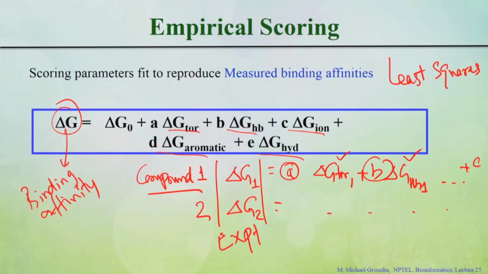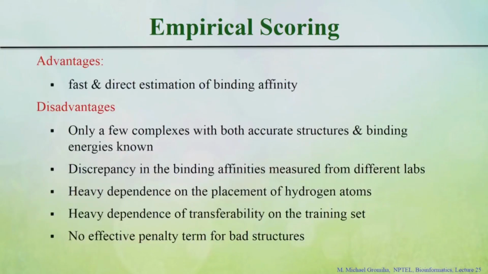For developing this empirical scoring, we need the value of delta G. If delta G is available for thousands of compounds, you can get better results, but it is available only for a few compounds. For example, for any specific target you do not get many compounds, only a few. In this case, the accuracy of getting these structures and binding is difficult, because the fitting is not proper. Then you can see discrepancy in binding affinities. Sometimes the binding affinity reported by different labs is different, and it is difficult to fit with this particular equation. It also depends on the placement of hydrogen atoms, because they make different interactions.